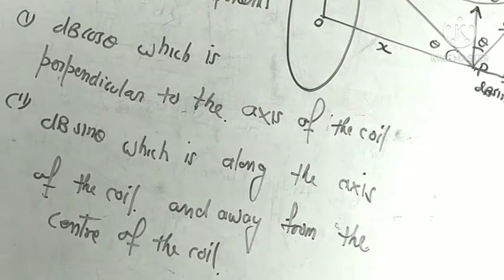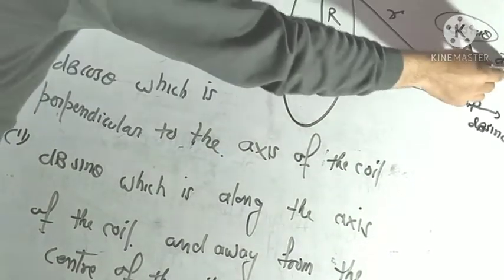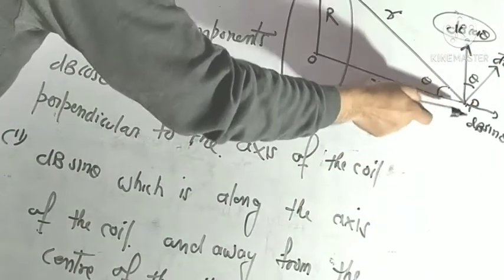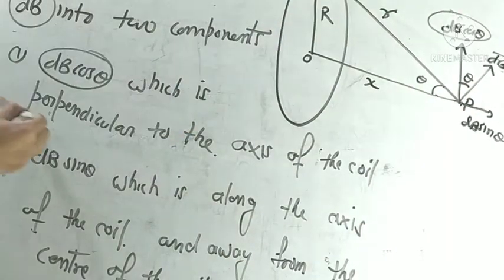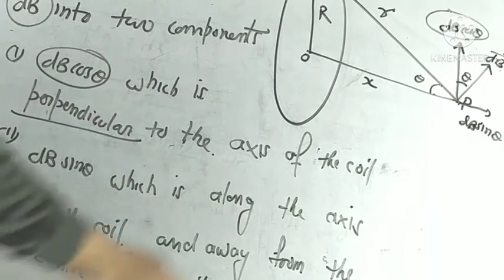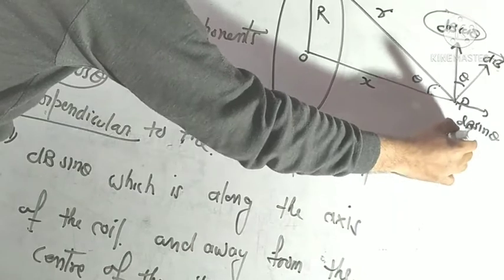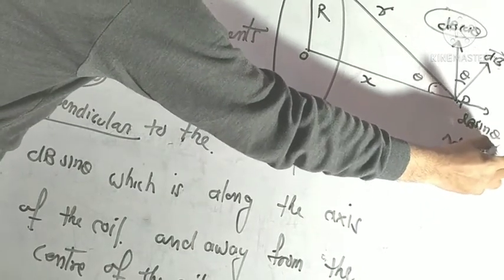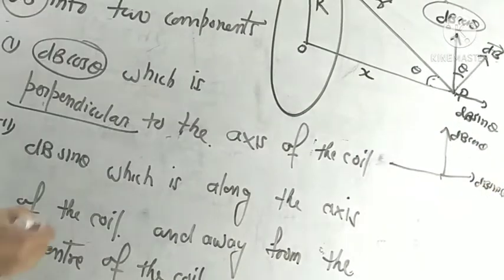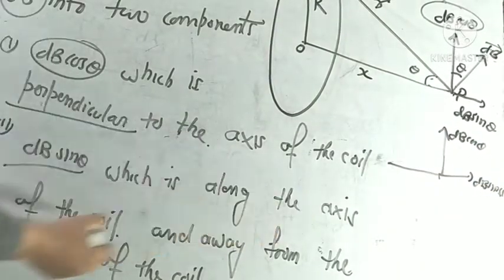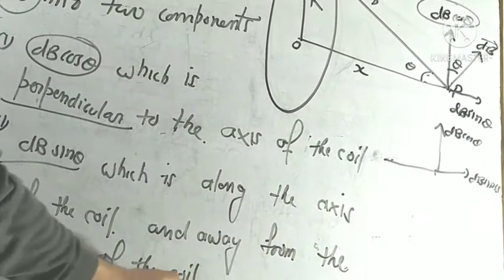So here we resolve dB into two components, first along the vertical and another along the horizontal direction. So dB cos theta is perpendicular to the axis of the coil, and dB sin theta is along the axis, but away from the center of the coil.